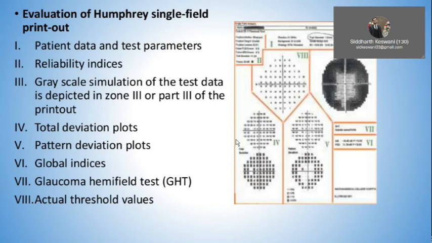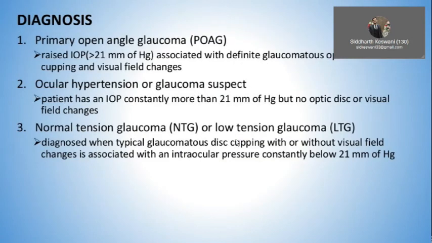Okay, so diagnosis of primary open angle glaucoma is when the intraocular pressure is raised above 21, and it is associated with a glaucomatous optic cup and visual field changes. So when all these three things are there, then we label the patient as primary open angle glaucoma.